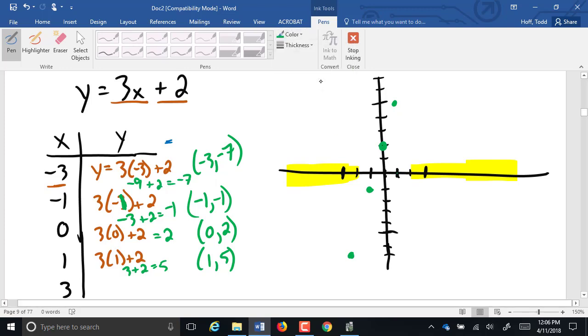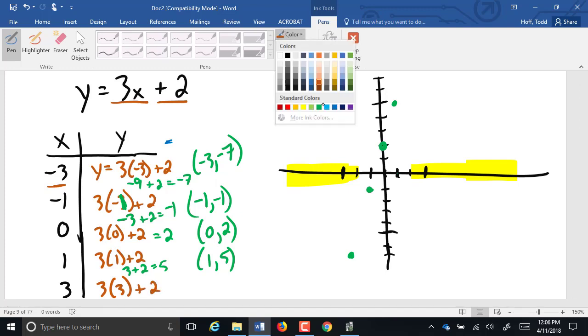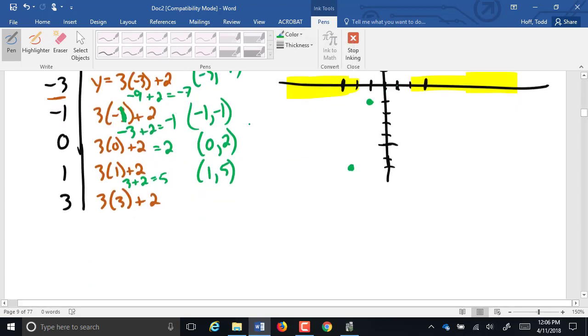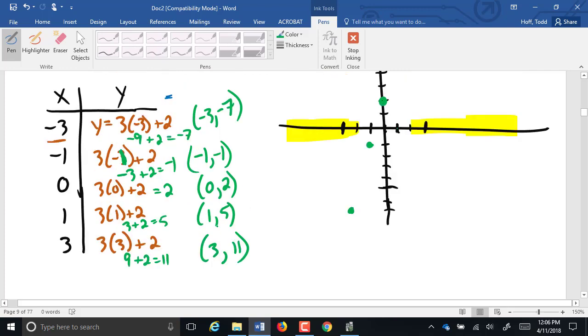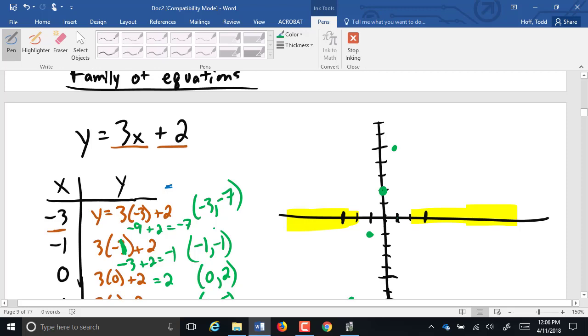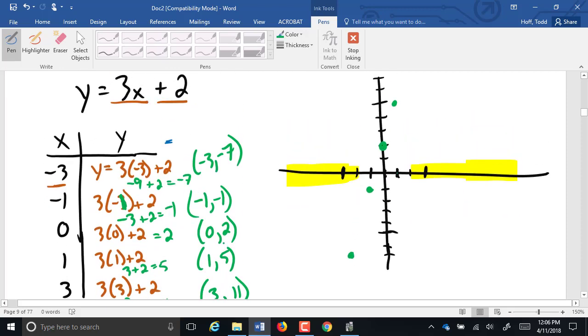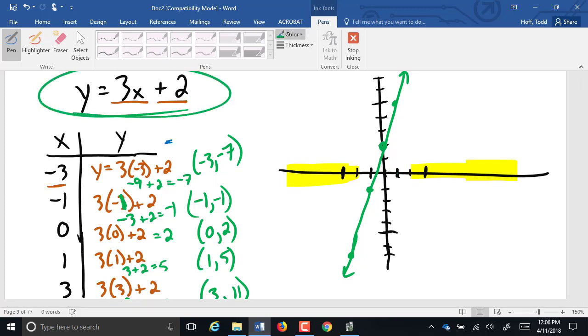This next one, when x is 3, y is 3 times 3 plus 2. 3 times 3 is 9, plus 2 is 11. So when x is 3, y is 11. Now you'll notice that goes off the range of our graph, so that point doesn't help us much. But those first 4 points are enough to figure out the shape of this. We can see that those points all lie in a perfectly straight line. So we draw our line through those points. That is the graph of y equals 3x plus 2.